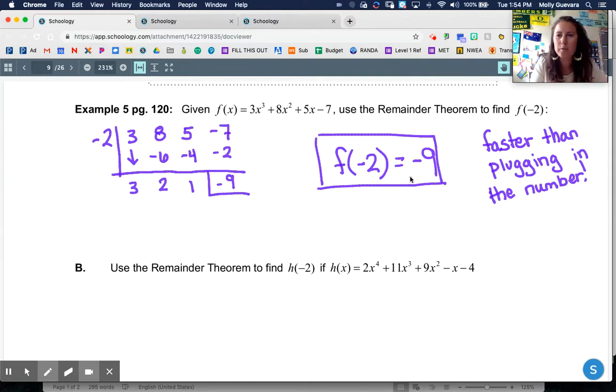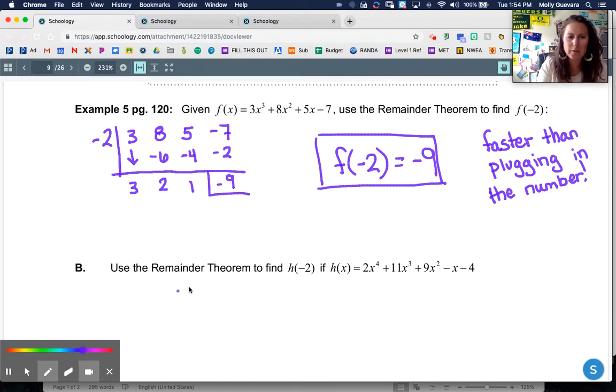Okay, so do part B real quick. Find the value at -2. So find h of -2 of this function. So make sure you set up your synthetic division, and you're just going to divide by -2. So go ahead and hit pause, and then when you're ready to check your work, hit play, and we'll go over it.